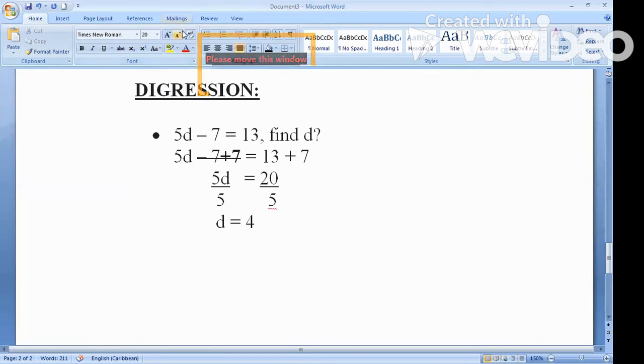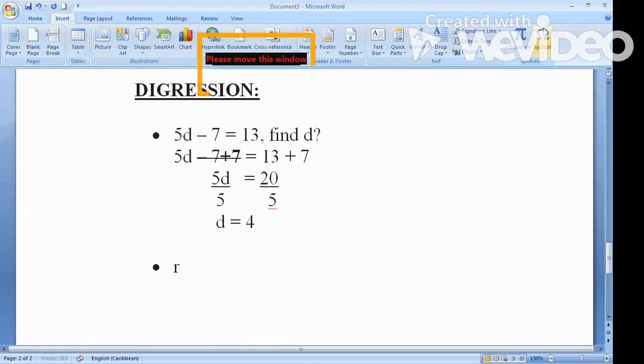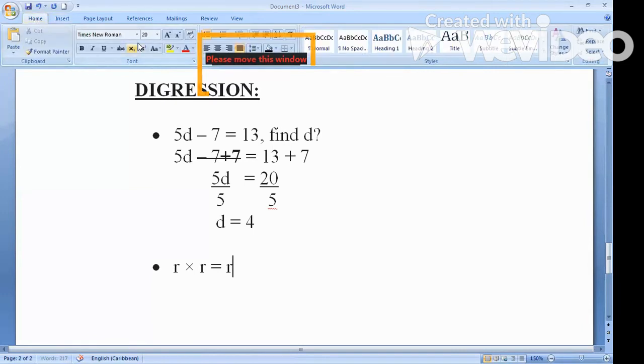Let's look at another type. Let us just play around with this and see how it goes. Suppose I have r multiplied by r. What is that? r squared. Very good.